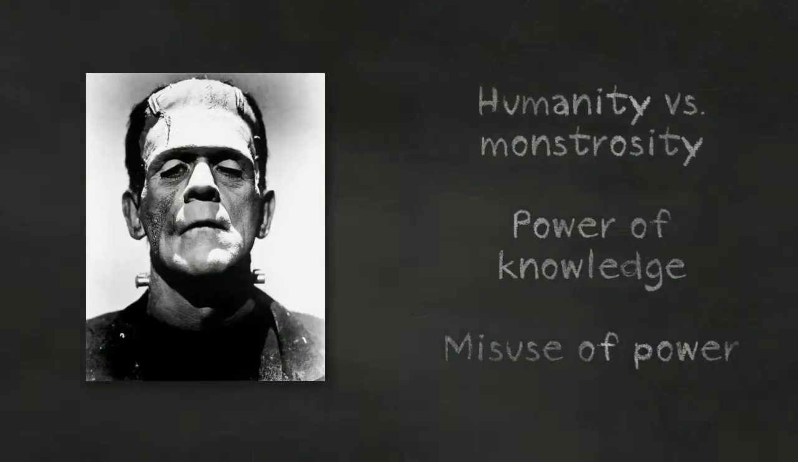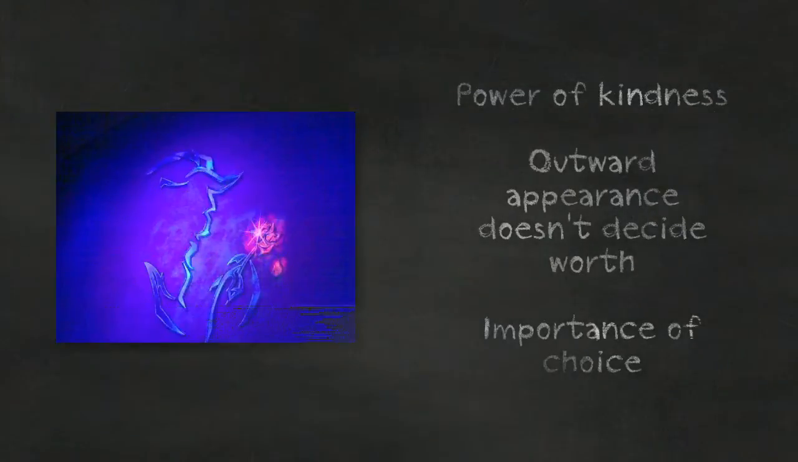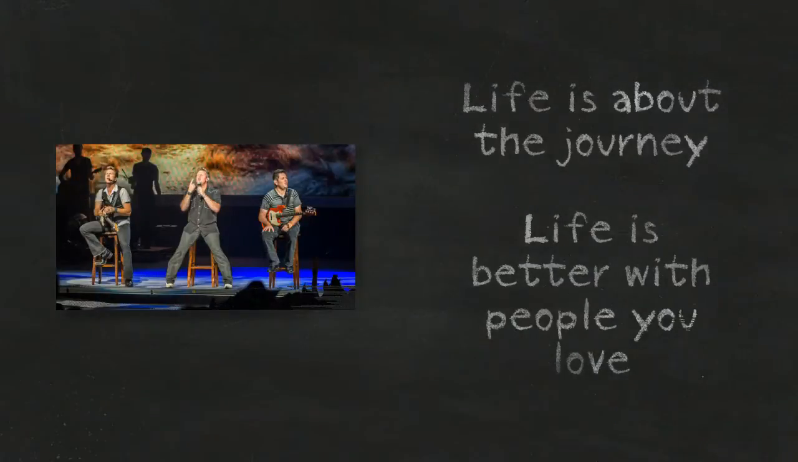Some themes included in Frankenstein could be humanity versus monstrosity, the power of knowledge, or even the misuse of that power. Themes of Beauty and the Beast could include the power of kindness, how outward appearance doesn't decide worth, and even the importance of choice. Themes of this song could include how life is about the journey, not the destination, or how life is better with people you love.